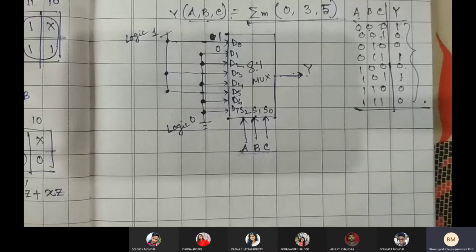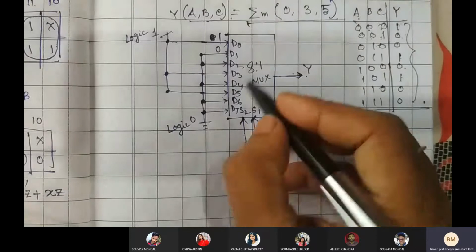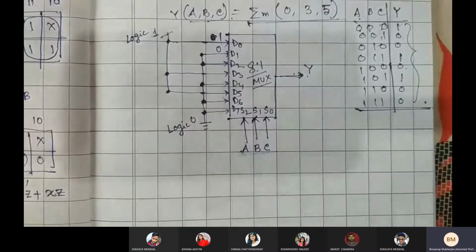Now, even after that, we can also reduce the size of the multiplexer. That means we have made it with an 8:1 multiplexer. We can also make it with a 4:1 multiplexer. আমরা এটাকে 4:1 multiplexer দিয়েও করতে পারি.